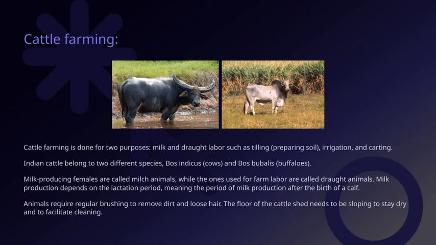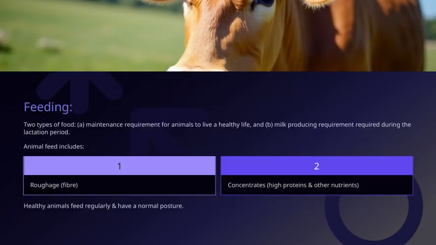Overall, cattle farming is a vital part of our agricultural economy, blending animal care, farm productivity, and resource management seamlessly. Today, let's talk about feeding animals, which is a crucial aspect of their health and productivity. There are two main types of food we need to consider.